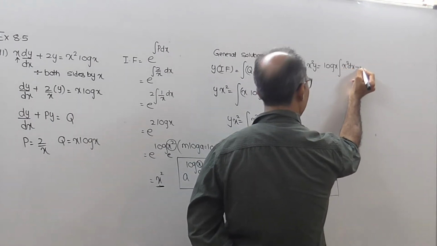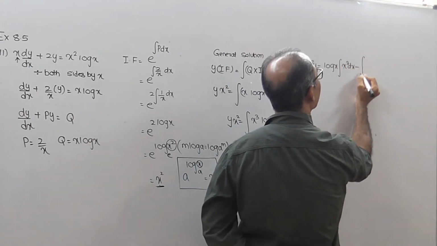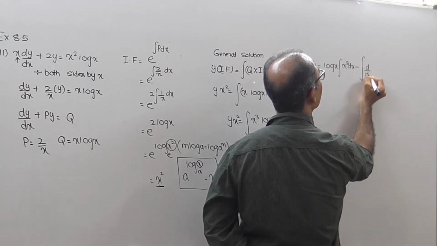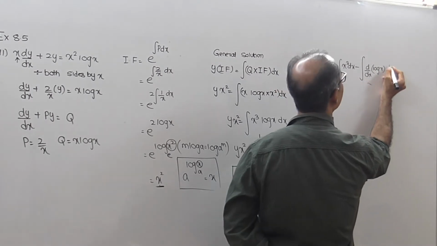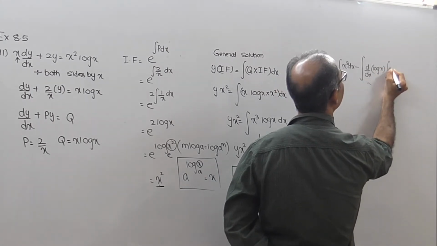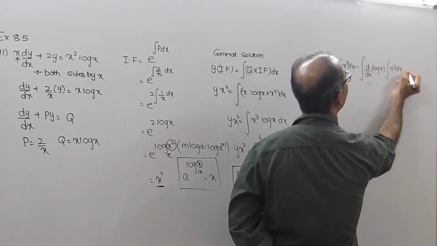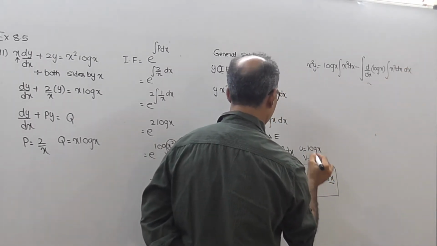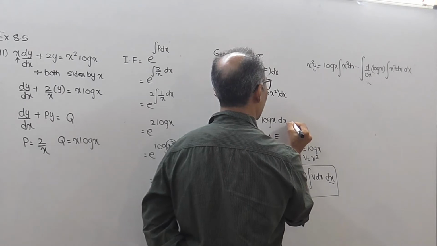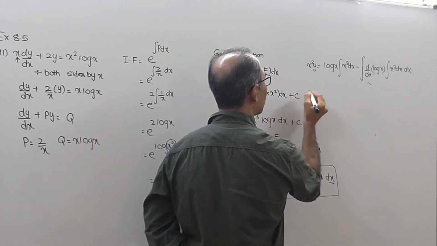x cube dx minus integration of d by dx of log x times integration of x cube dx, with respect to dx. And I think you should have your plus c, plus c.